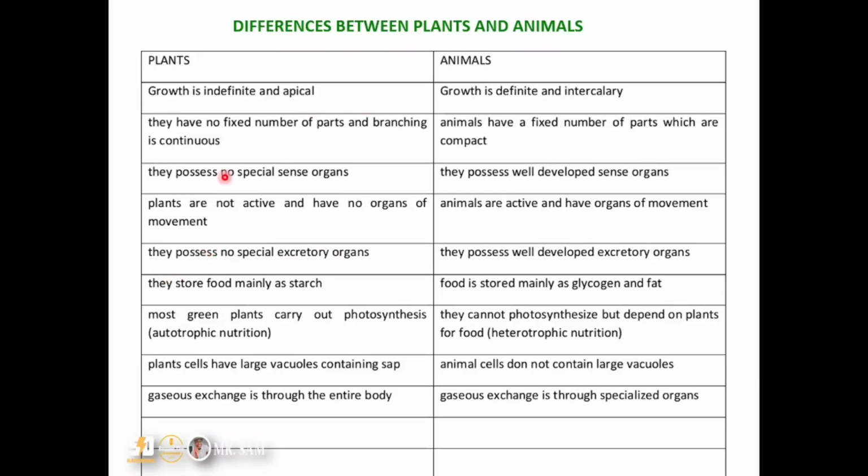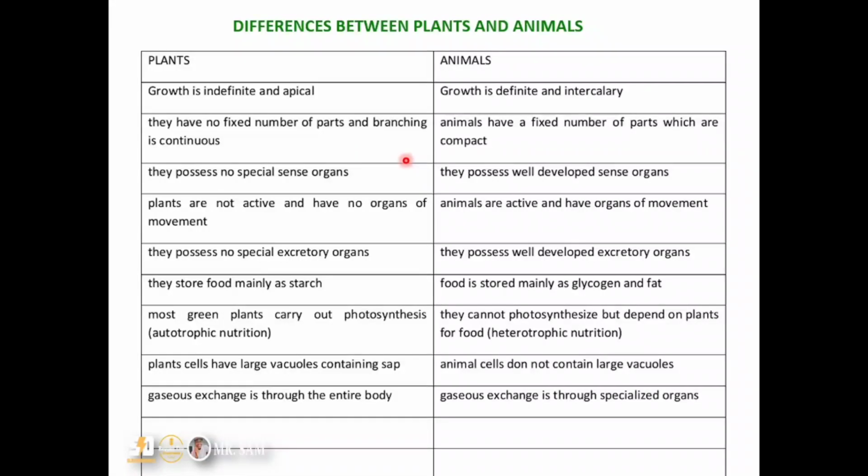And then indefinite means a plant can continue to grow different branches as much as possible, while that of animals, the growth is definite and intercalary, meaning it is balanced. Your head grows as much as your hands so that everything can be balanced. You don't grow at the tip. And then definite is that you have a definite number of parts that you need to grow. And the second one is that plants have no fixed number of parts. Like I earlier mentioned, branches can crop up from any branch, and then for the animals we have a fixed number of parts that we need to grow, and they are compact.